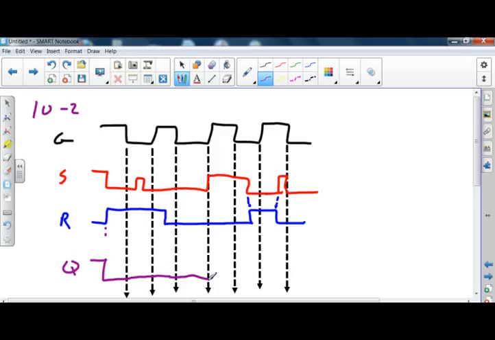As soon as I get to this gate, the set is on, the gate's on, I go high. I stay high through there. I'm still going to be high because the gate's off, and I'm going to stay high because the gate's off. As soon as the gate goes on again, I see that there's a reset, I go down. Then there's a set with the gate on, I go up, and there's nothing to reset it after the final set.